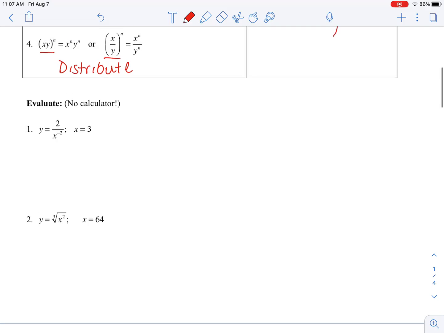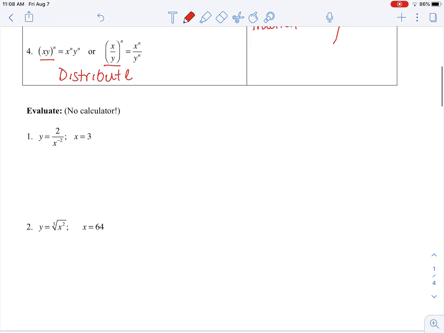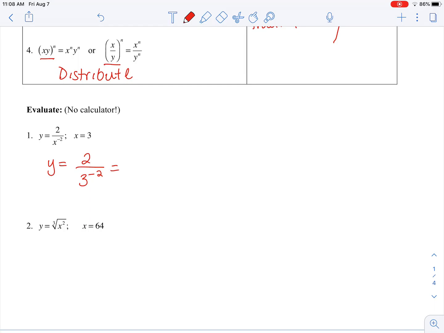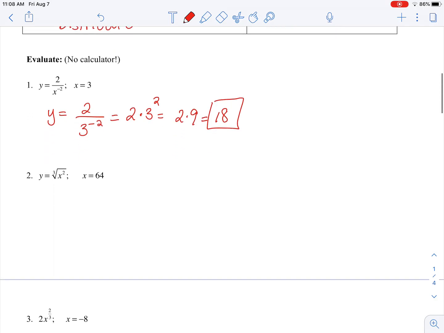But we're going to practice. So the first thing we're going to do here is we're going to evaluate, and I want you guys to be able to evaluate with no calculator. I want you doing this math in your head. So this means wherever I see an x, I'm going to plug in 3. So I want to evaluate 2 over 3 to the negative 2 power. And 3 to the negative 2 power is really 2 times 3 squared, which is 2 times 9, which would be 18. Okay, so you should be able to do this math in your head. These examples are quite easy, okay, but you should be able to do it with more challenging numbers as well.